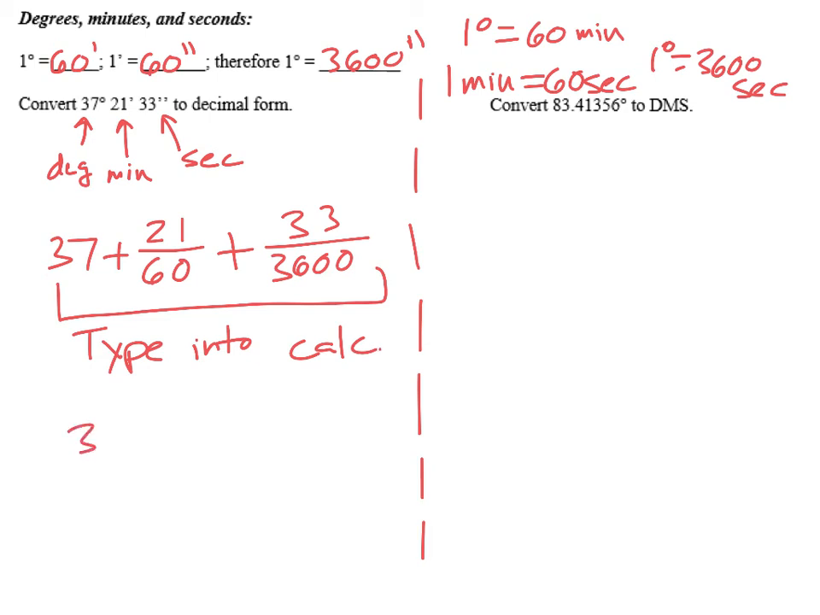And you would get 37.359 degrees, okay? You'll see, we'll use the decimal more. I just think it's kind of cool to know the conversion as to how to go back and forth. So let's do the opposite, okay? Let's do the opposite.